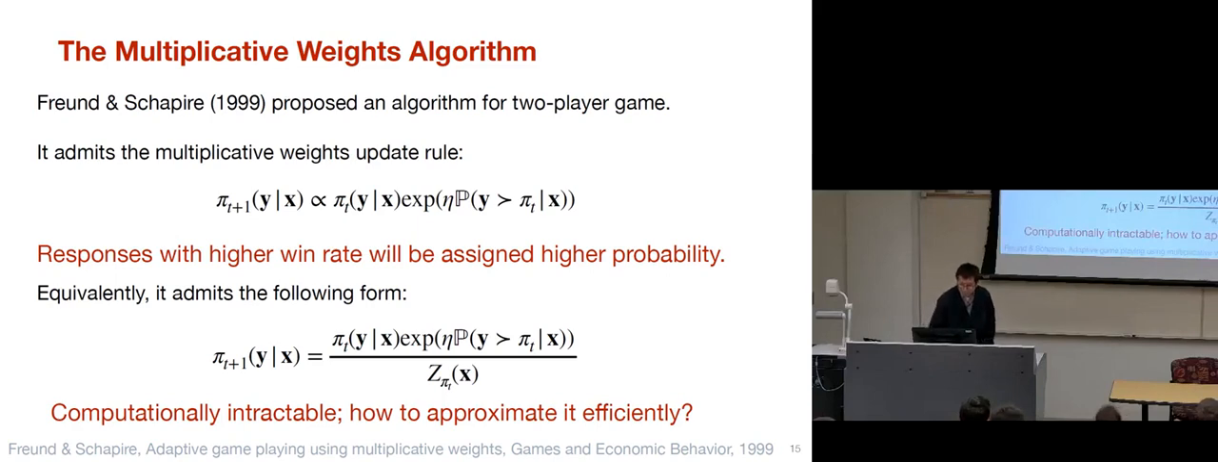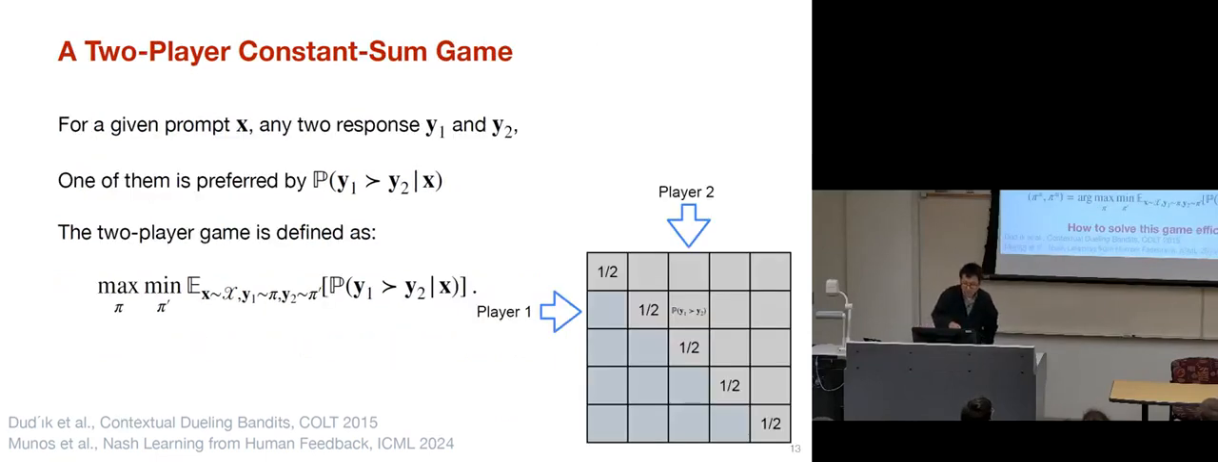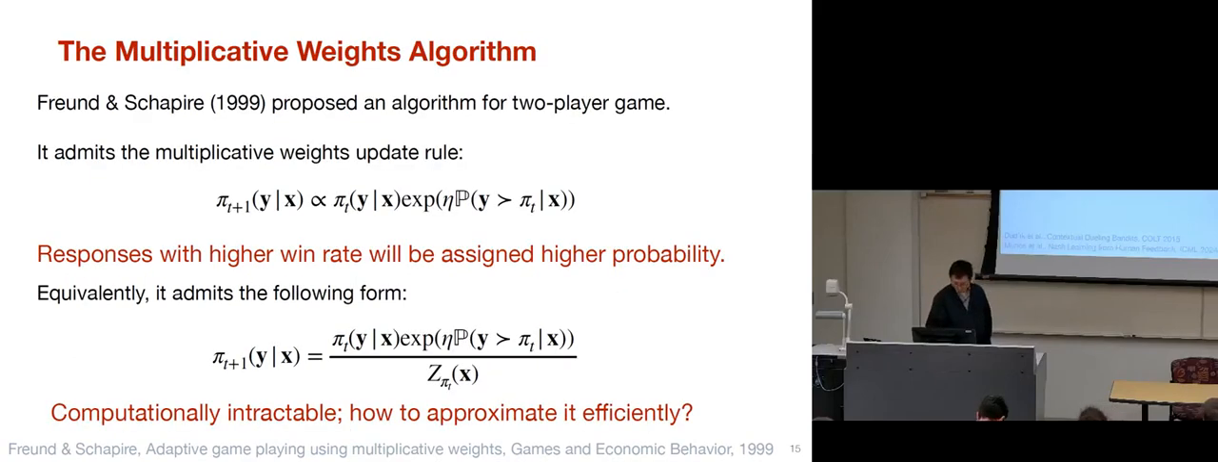One thing I want to mention is that in this exponential function, this probability is defined as a comparison between y and the policy pi t. So this can be defined as taking an expectation of the probability that y is preferred over y2 given x, when you take the expectation of y2 with respect to pi t. And the intuition of this update is, suppose y is some response that is more preferable, then we will assign higher probability to this response y after this exponential weight update.